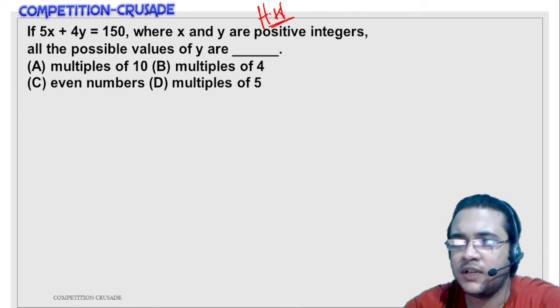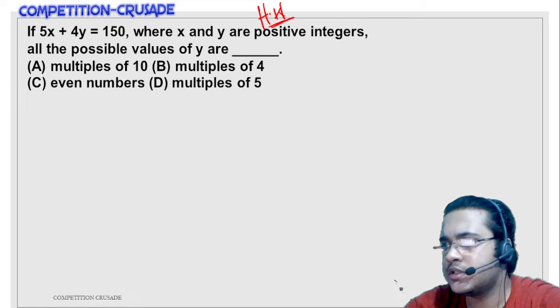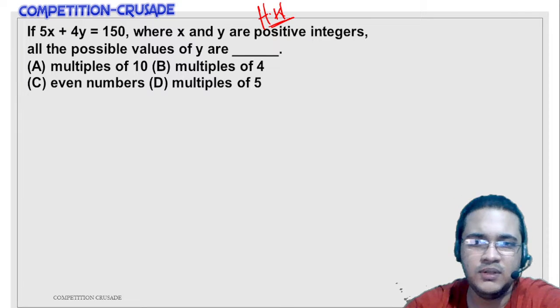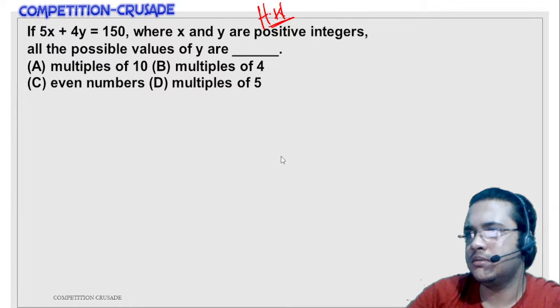4x plus 5x plus 4y is equal to 150, where x and y are positive integers. All possible values of y are. Now see, if you look into this question, you will see the answers. But again, I'm giving you this as homework, so there's nothing more that we can talk about.